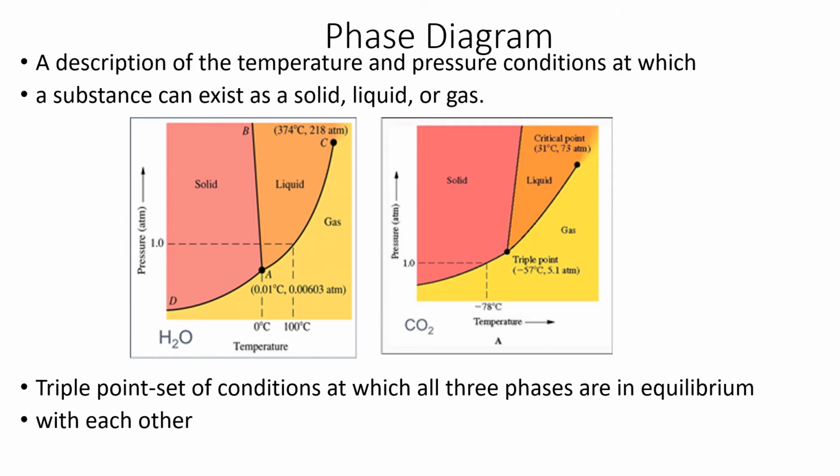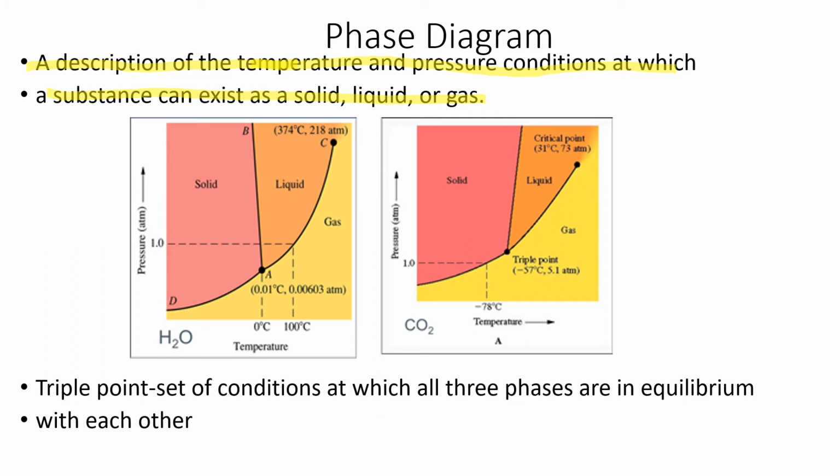So next up, we want to look at a phase diagram. A phase diagram is the complete description of the temperature and pressure conditions at which a substance can exist as a solid, liquid, or a gas. Basically, it's a graph form of a whole bunch of data. Imagine a big table of data, a whole bunch of temperatures, pressures, and then is it a solid, is it a liquid, or is it a gas? It would be very cumbersome to look at that big table of data. Instead, you kind of turn it into a graph form.